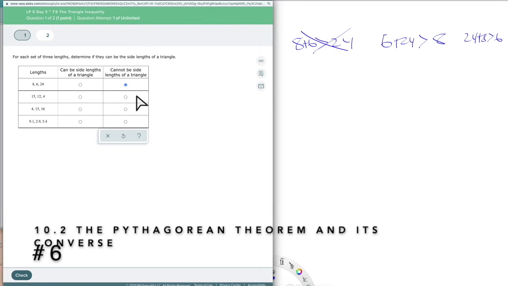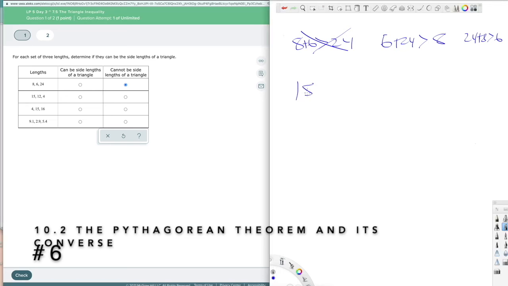So same thing with this next one. I have 15 plus 12 is greater than 4. That's true. 12 plus 4 is greater than 15, not by much, but still true. And then 15 plus 4 is greater than 12. All of these are true. So only these two were true on the top. But as soon as I find one that's false, I say no. But if they're all true, then it can be the side lengths of a triangle.